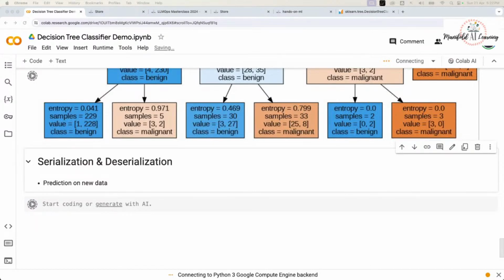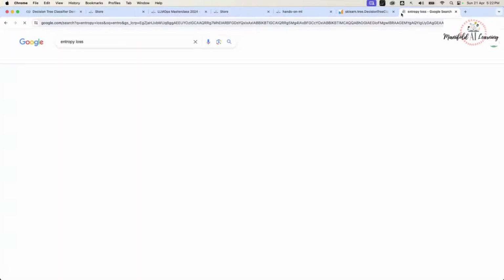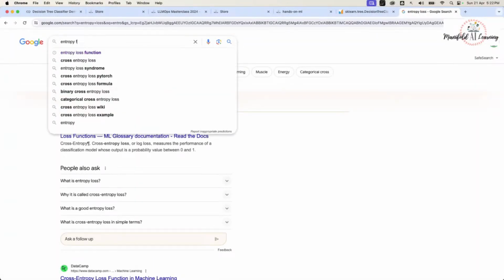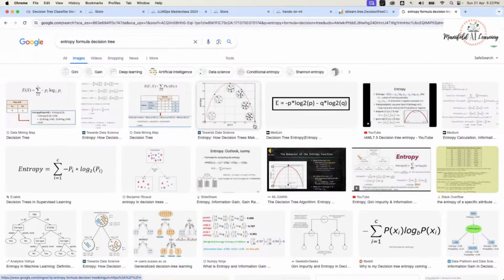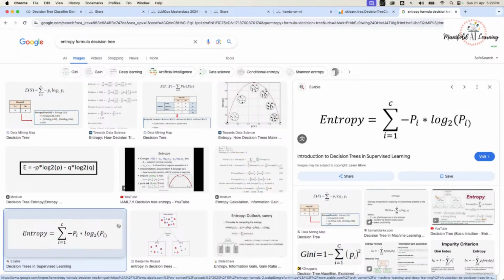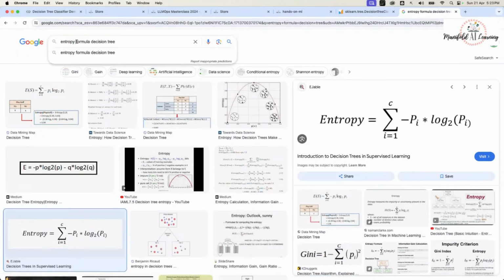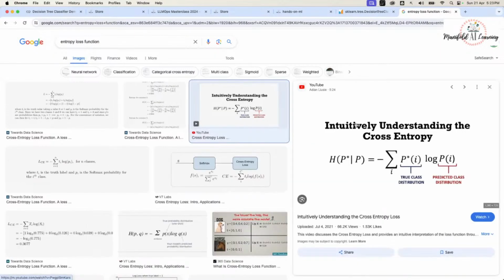Shripad asks, how does the entropy formula add to zero? Okay, sure. Let's consider the entropy formula that we have got. When we consider this entropy formula of the decision tree, it is given by P of i multiplied with log of predicted class distribution.